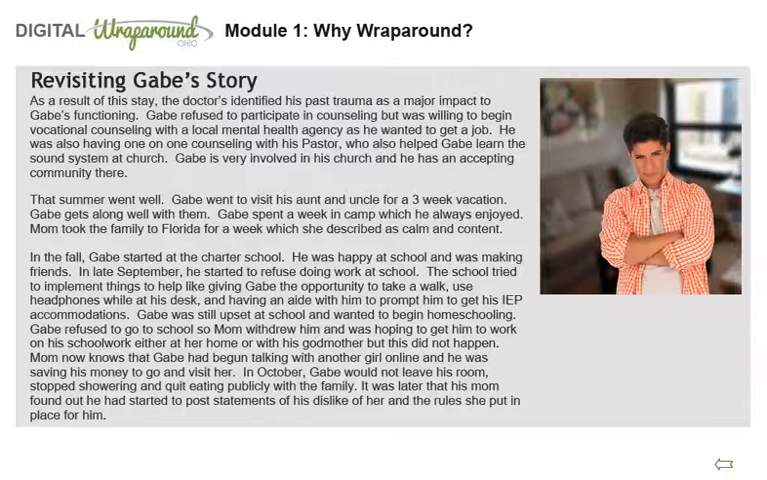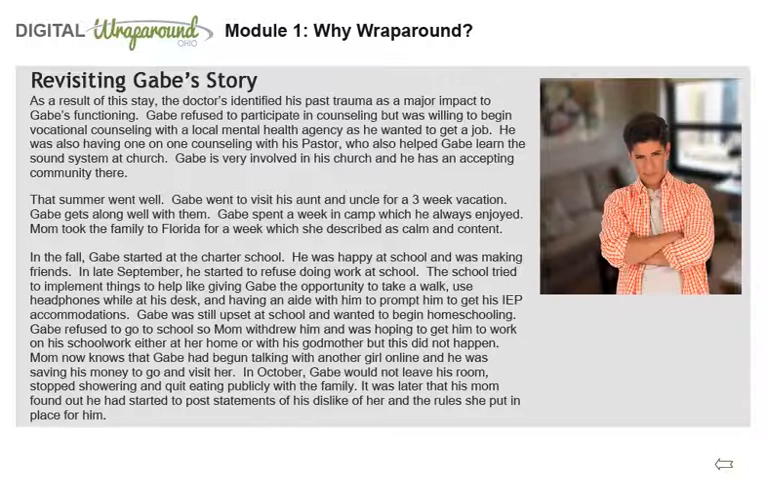In late September, he started to refuse doing work at school. The school tried to implement things to help, like giving Gabe the opportunity to take a walk, use headphones while at his desk, and having an aide with him to prompt him to get his IEP accommodations. Gabe was still upset at school and wanted to begin homeschooling. Gabe refused to go to school, so Mom withdrew him and was hoping to get him to work on his schoolwork either at her home or with his godmother, but this did not happen.